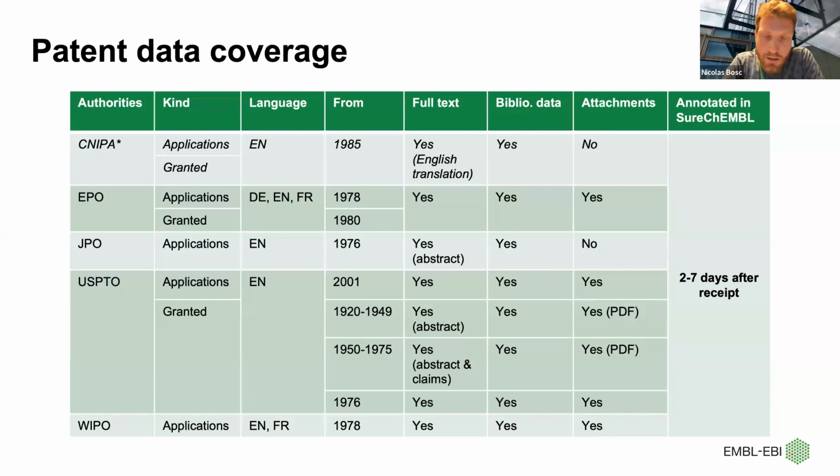We usually get access to the patent documents between 24 hours and a week, and it takes us between 48 hours and a week to annotate the patents and to make them available with the annotations. So I would say that it should take a maximum of 2 weeks between the publication of a patent by the relevant authority and the access to the annotated patents in SureChEMBL.